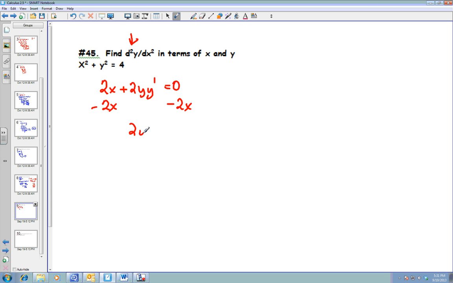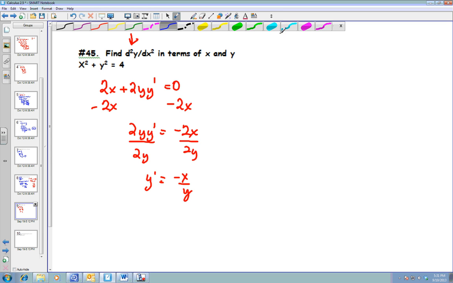So I have 2y y prime equals negative 2x. Divide by 2y. And I have y prime equals, my 2's cancel, so I have negative x over y. Okay, so that's the first derivative. So now I need to find the second derivative.